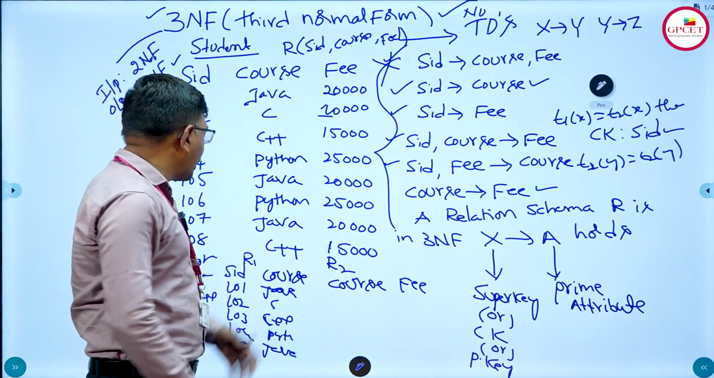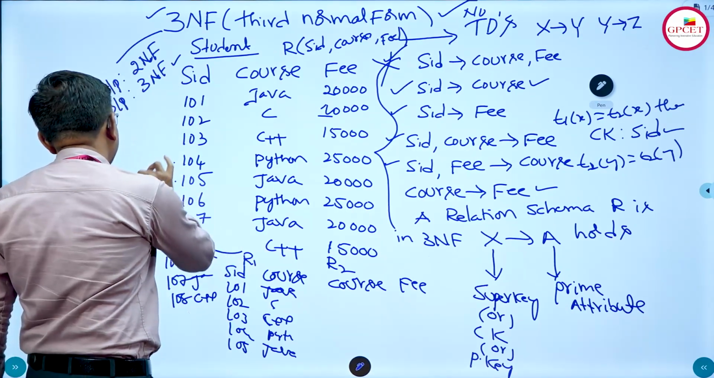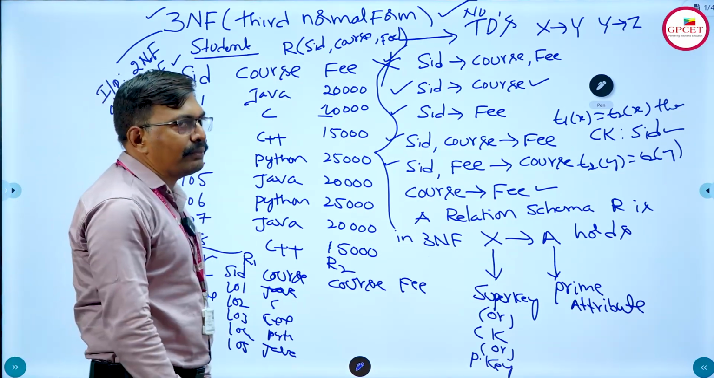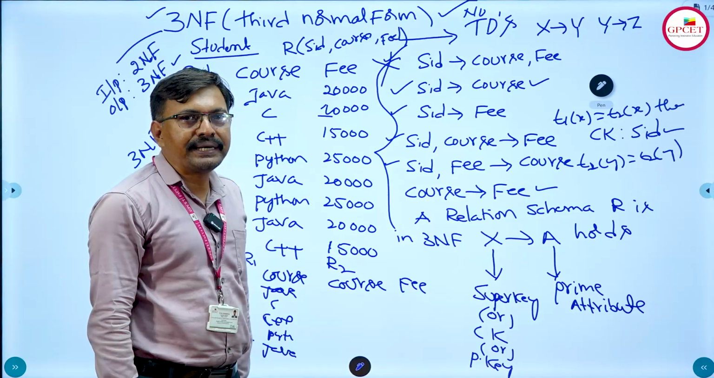Is the given relation R1 in 3NF? After decomposition, the given relation is in third normal form. Why? Because there is no transitive dependency.